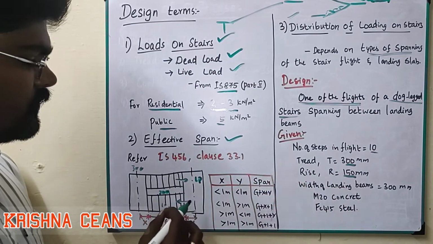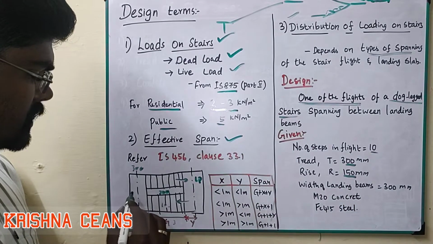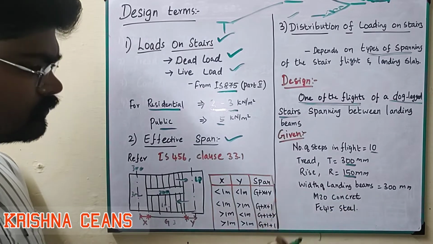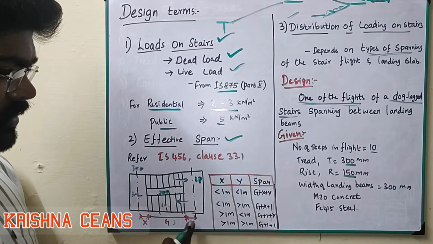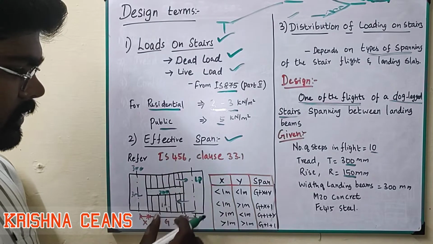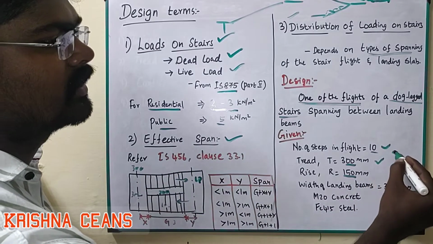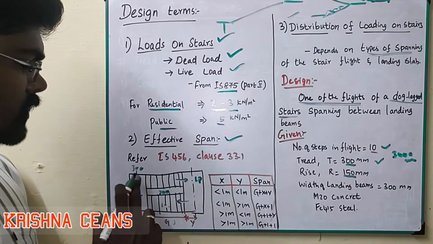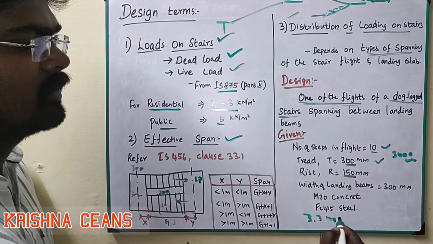Then rise is 150 mm. So rise is 150 mm. Width of the landing beam is 300. So already explained you. Then now we have to calculate the effective span. So x plus y. Here 300, here also 300. Number of steps is 10. 10 into 300 we will get the 3000 mm. 3000 mm plus 150 plus 150 we will get the effective span is 3.3 meter.